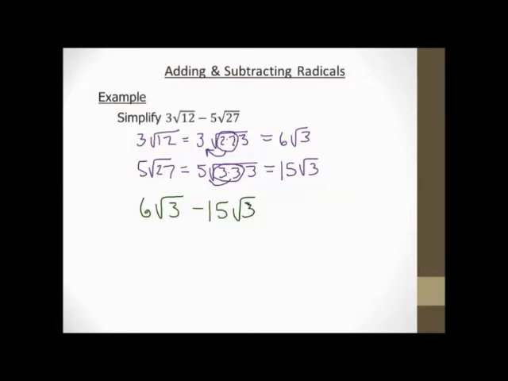So 6 square root of 3 minus 15 square root of 3 is going to equal 6 minus 15, which is negative 9, and then I just leave the square root of 3 as it is. And there's my final answer.